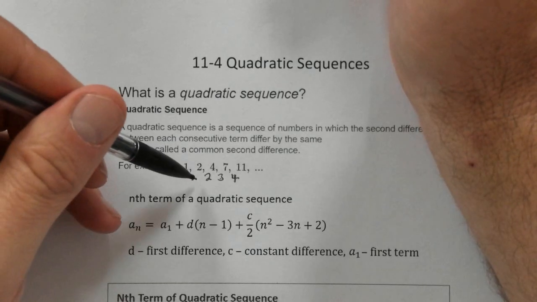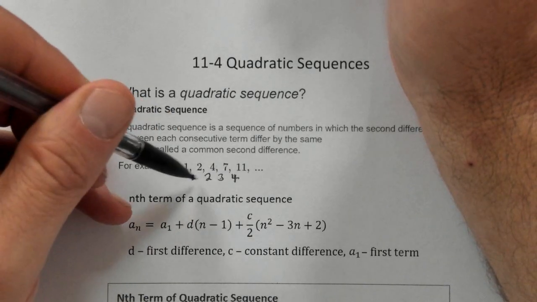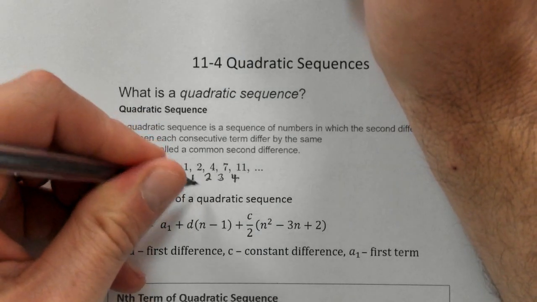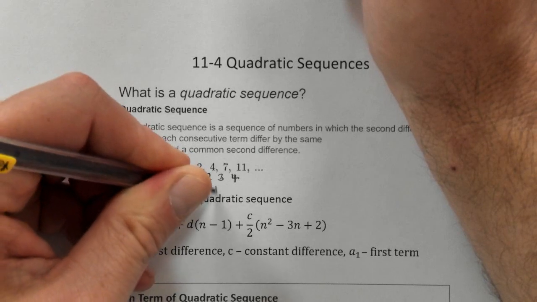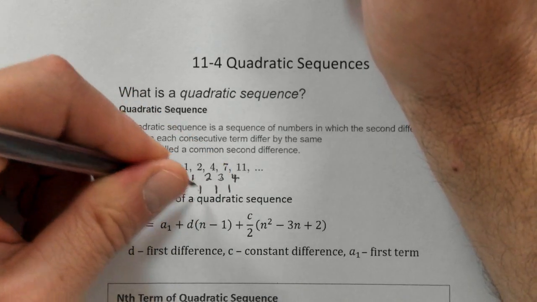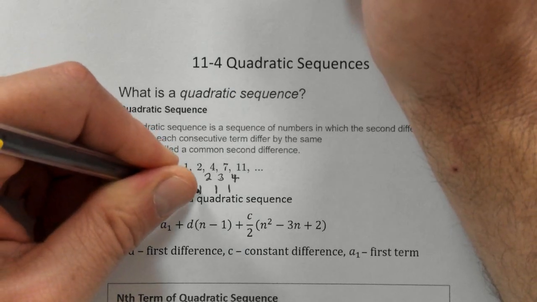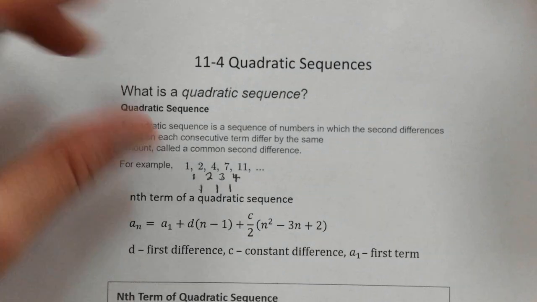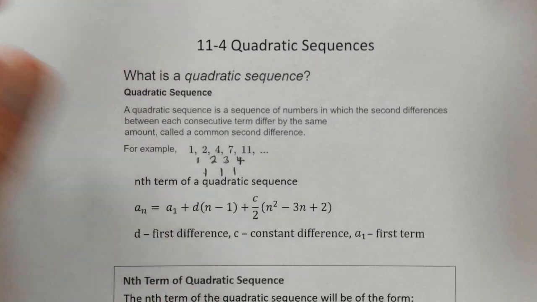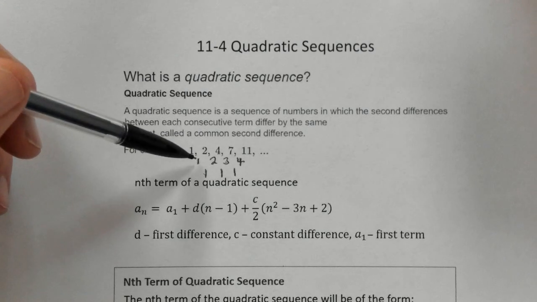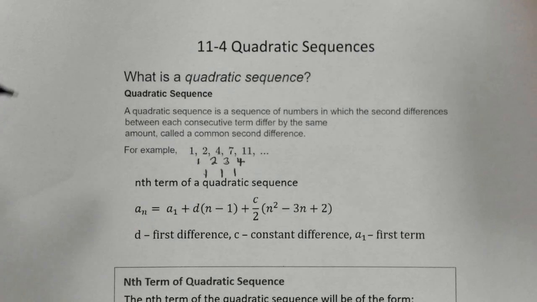If the first difference is not the same, go to the second difference. The difference between 2 and 1 is 1. 3 and 2 is 1. 4 and 3 is 1. So the second difference is constant. If the second difference is constant, then you have a quadratic sequence. That's how you can tell the difference between the different types of sequences: at what level is their difference constant?